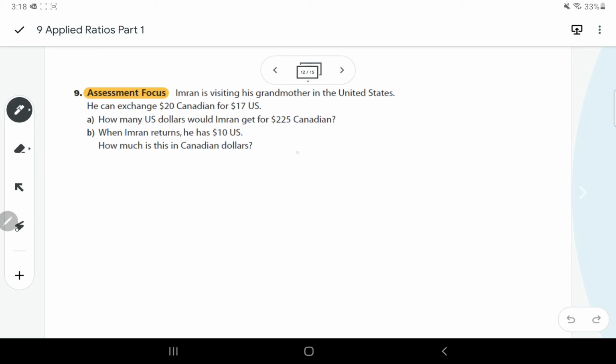This one's kind of similar. We're going to have two parts here, A and B. So Imran is visiting his grandmother in the United States. He can exchange $20 Canadian for 17 US. So Canadian, that's a short form for Canadian dollars, and US dollars. So we know that 20 Canadian dollars is equivalent to 17 US dollars. So we want to know how many US dollars would Imran get if he changed 225 Canadian.